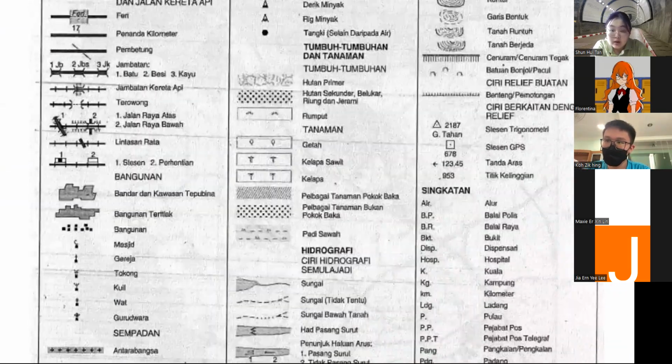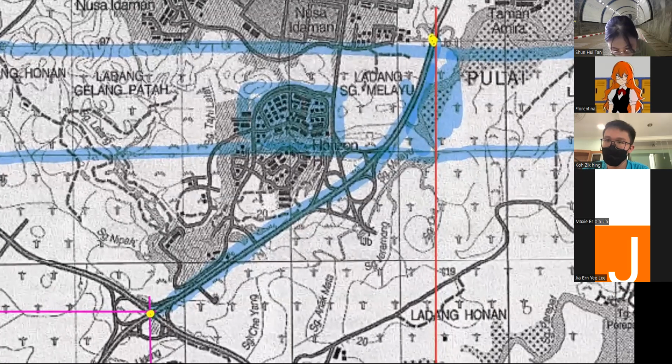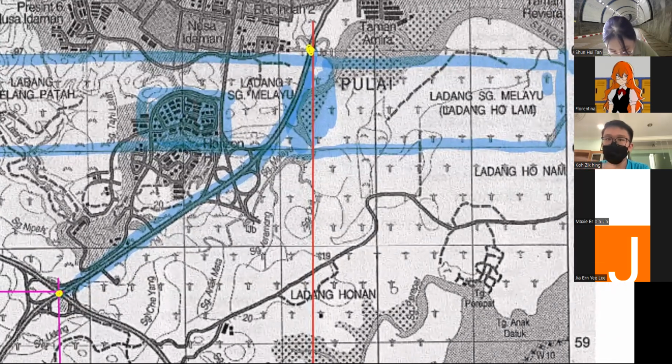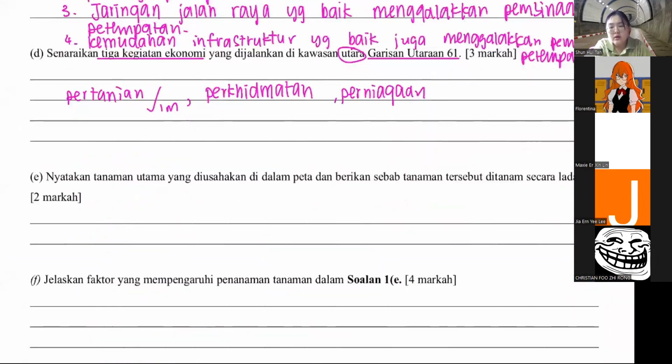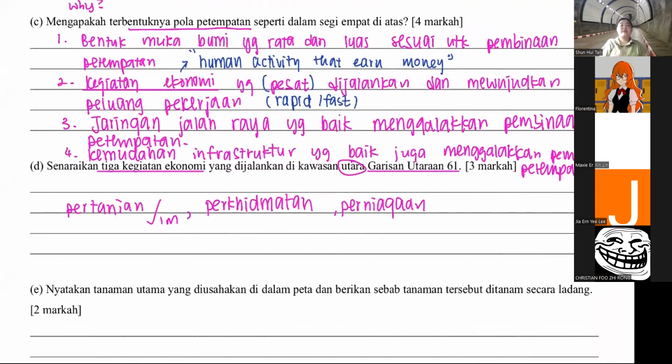I gave you one more, okay? Because I think I saw something, but you all didn't. Let me see. Do they provide any other things? No. Yep, I think that's it. No, there's no more. Here. So the three things, okay? Pertanian, perkhidmatan, and perniagaan. Perniagaan means business.